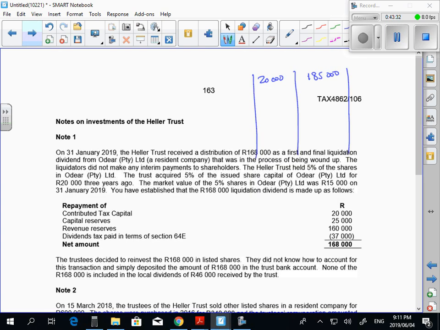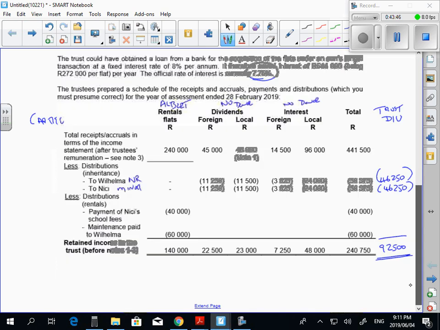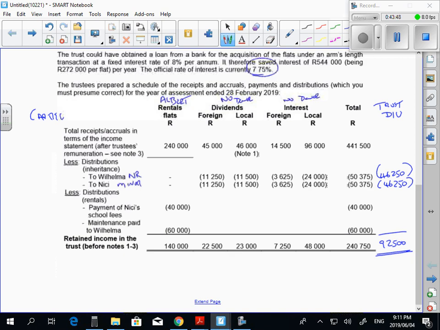And the contributed tax capital is 20, and how much did the shares cost? 20. So how much is our capital gain? 0. But do you understand that? I'm just going to sit there and go 0 and 0 here. But if it was like 10,000 capital gain, you would have put the 10,000 into undistributed because no one's got a vested right to capital. Are you guys comfortable with that?